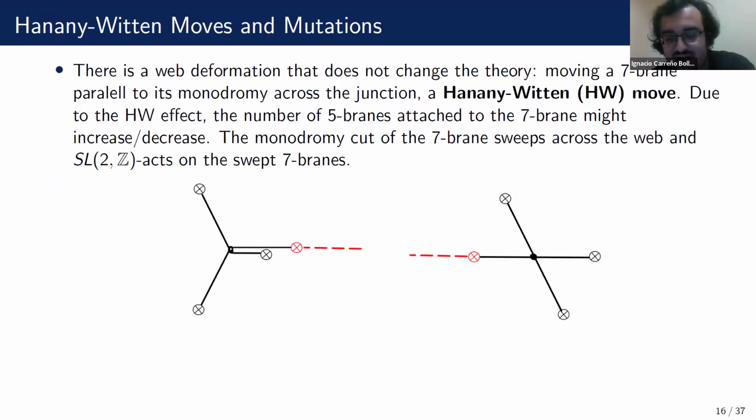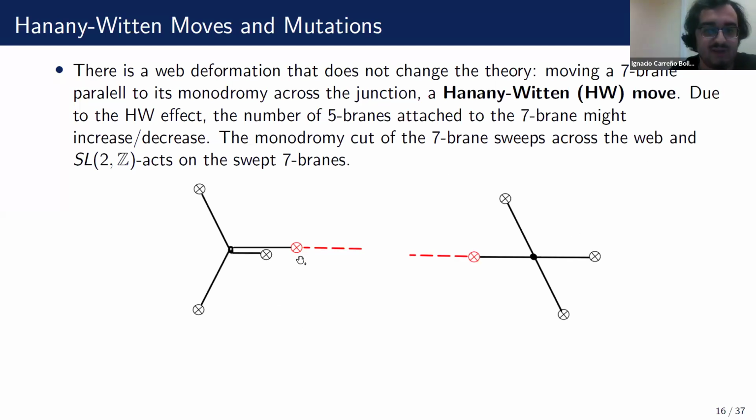it through in the direction parallel to its monodromic cut. This is called a Hanany-Witten move and does not alter the theory. This is not an observable in the field theory. Now, crossing a 7-brane through the junction sometimes results in the number of 5-branes attached to it changing due to the Hanany-Witten effect.